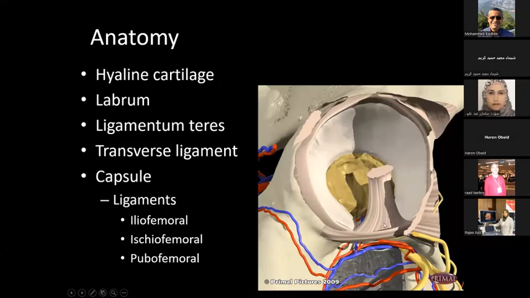At the bottom of the acetabular fossa, we have the transverse acetabular ligament, and we also have the ligamentum teres. The capsule of the joint has three fibrous condensations, which form the strong ligaments of the hip joint, and these are the pubofemoral, iliofemoral, and ischiofemoral ligaments. These are capsular condensations of the hip joint.